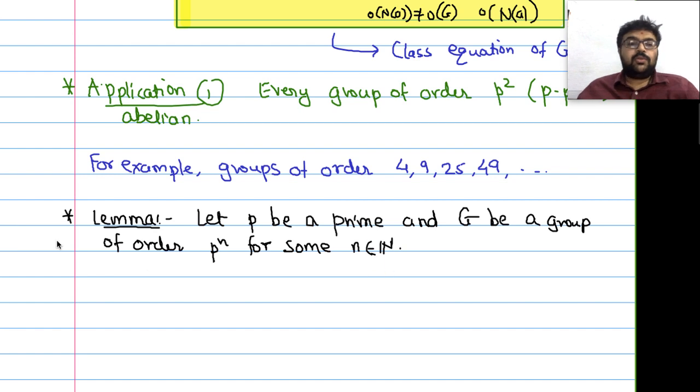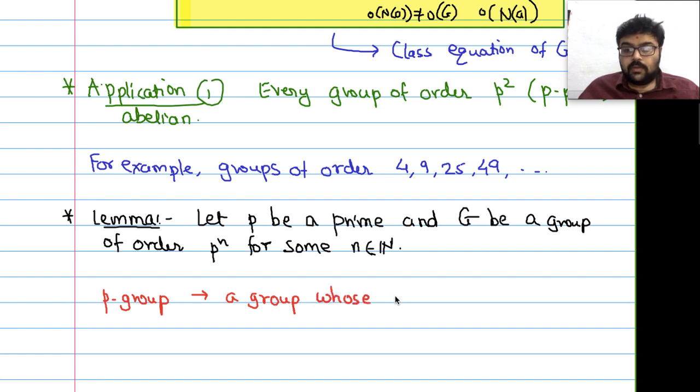Such a group is called a p-group. What is a p-group? A p-group is a group of order prime power. It is a group whose order is a power of a prime.